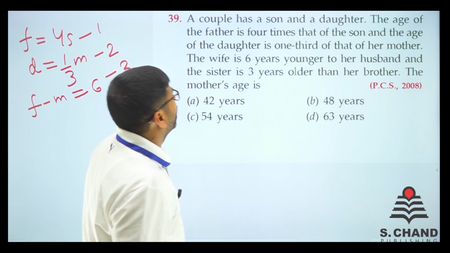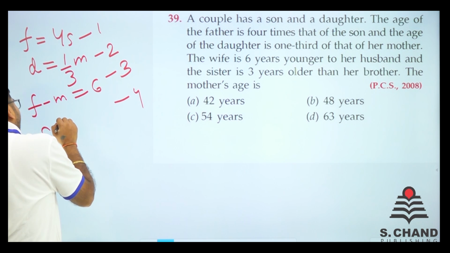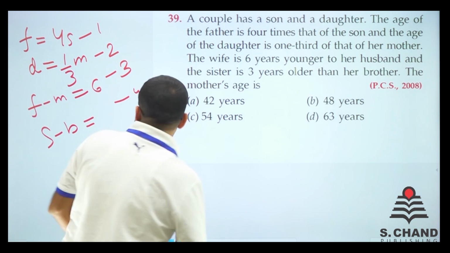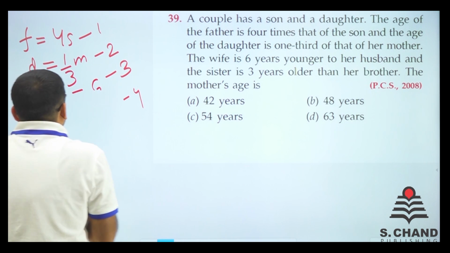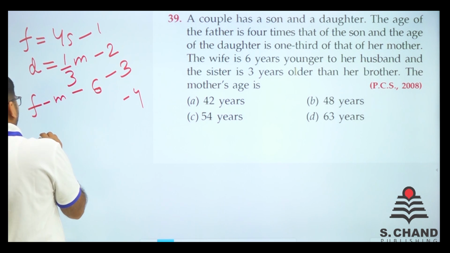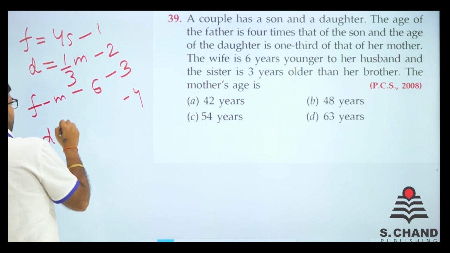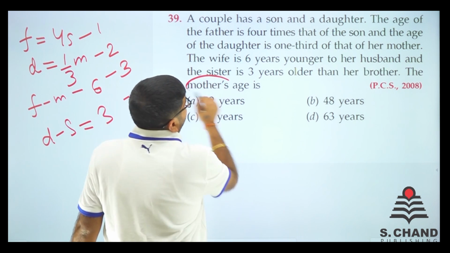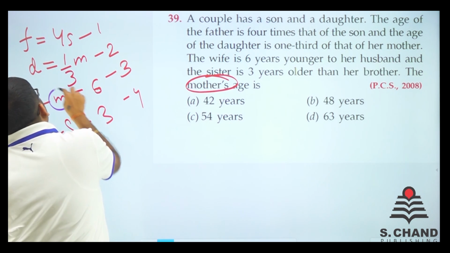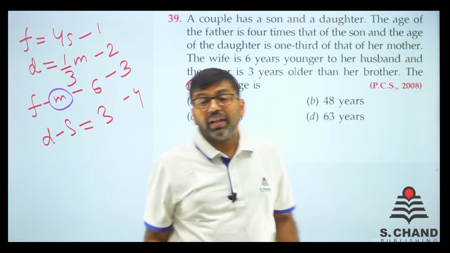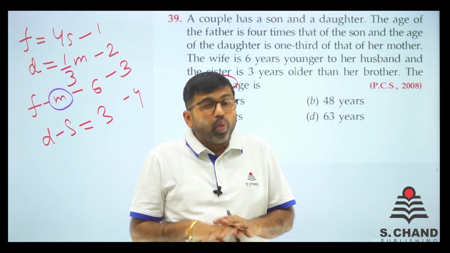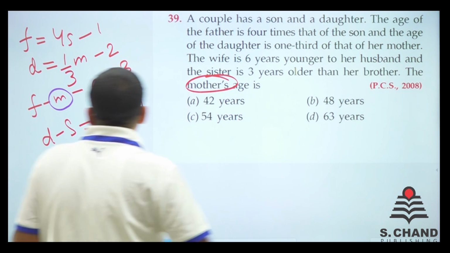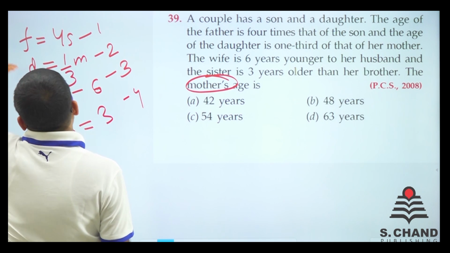Sister is 3 years older to his brother. We have seen son and daughter, sorry, so we have to stick to the same variables. So daughter minus son is 3 years. And what we need to find is mother's age, we have to find M. We have 4 variables and we have 4 equations. I don't think by any chance it will be tough for you. We'll try. M is in this and M is in this.